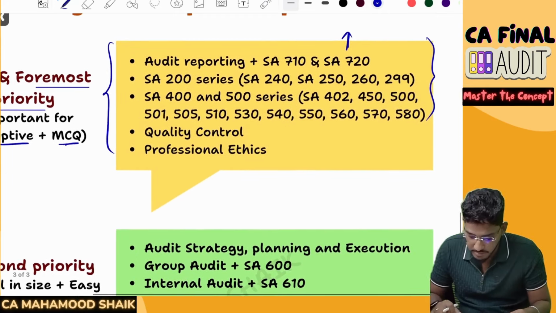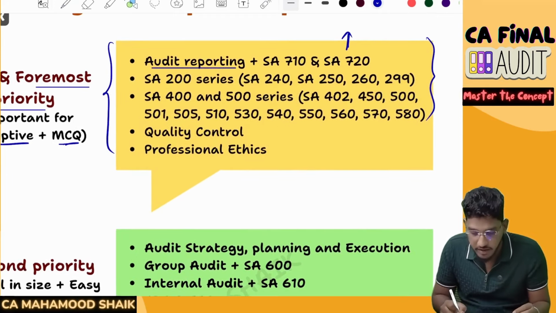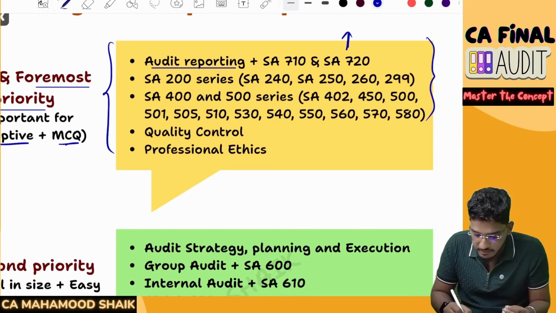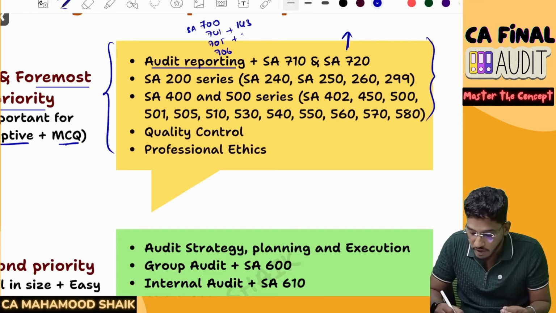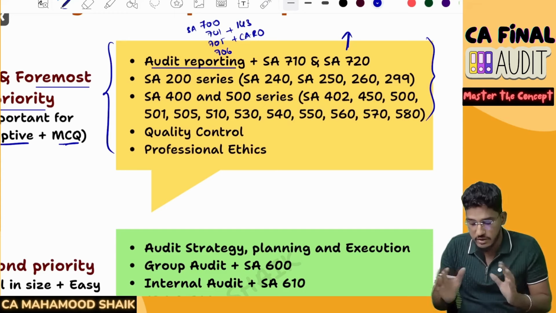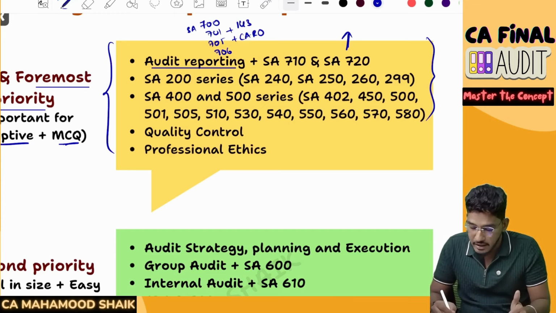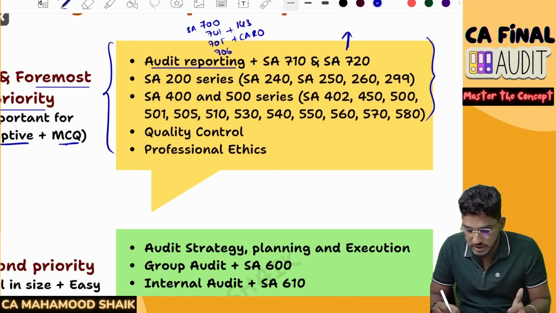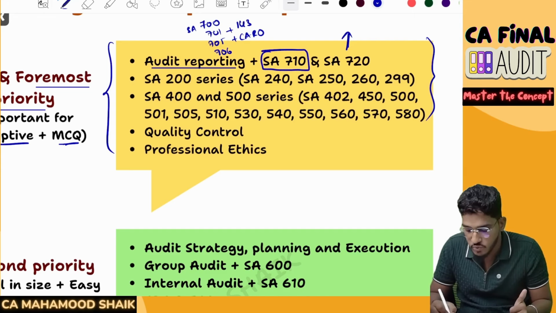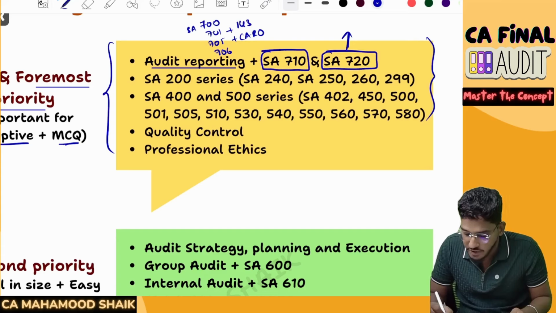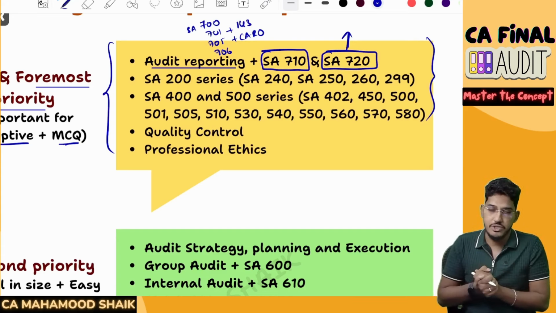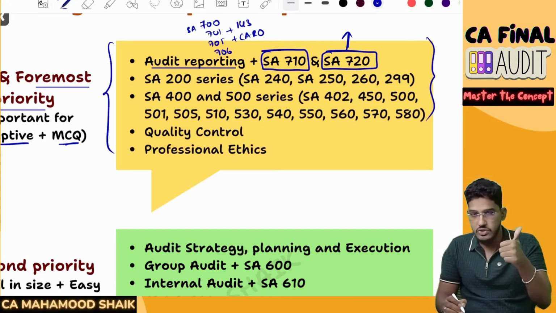As you can see here, the first priority, I always say, is audit reporting. When I say audit reporting, what all gets covered here? SA 700 series, starting with 700, 701, 705, 706, along with reporting requirements under Section 143, along with CARO reporting requirements. All this you have to cover. And along with this audit reporting chapter, you add 2 more standards. One is SA 710, which talks about comparative information, and SA 720, auditor's responsibilities regarding other information. So this is the first chapter which you have to be thorough with.